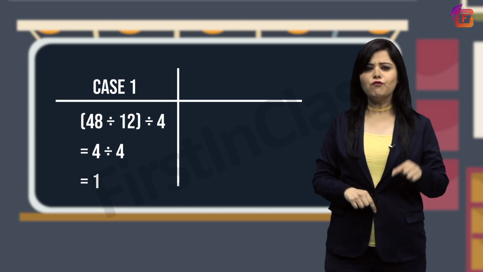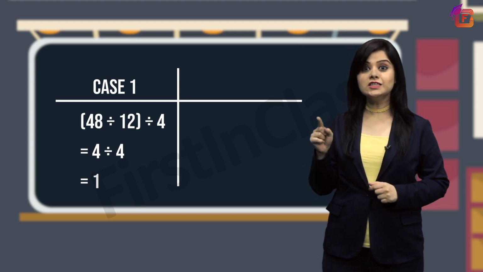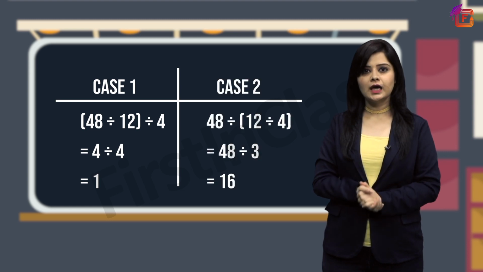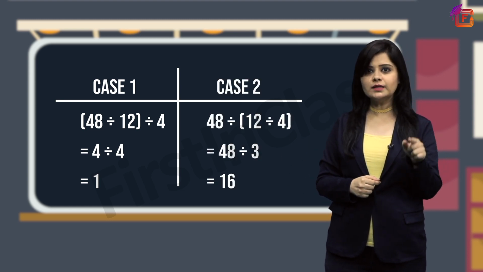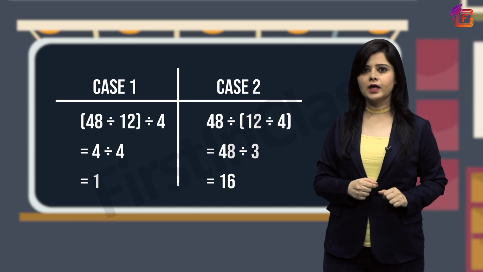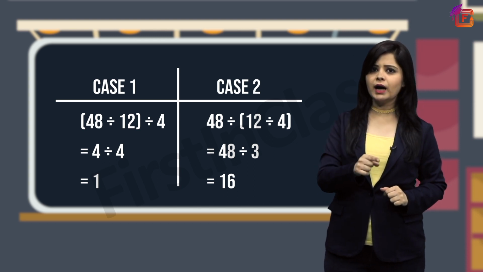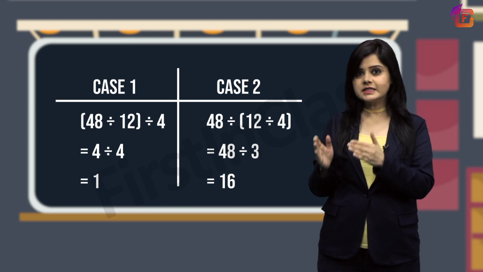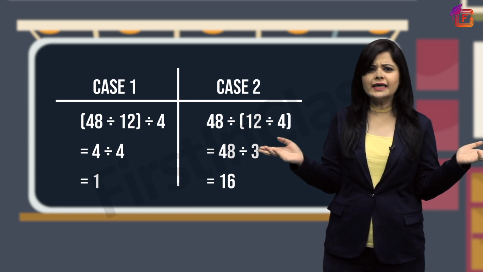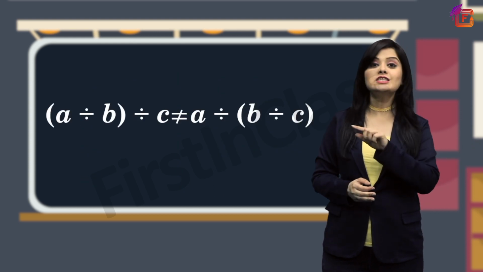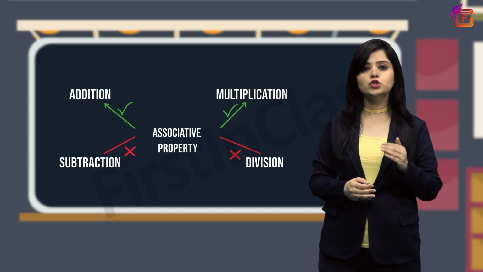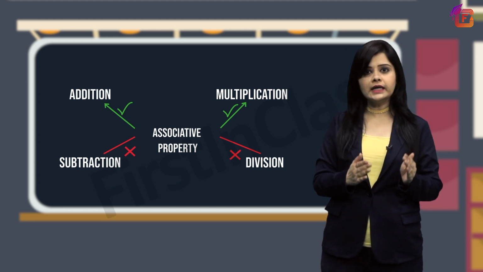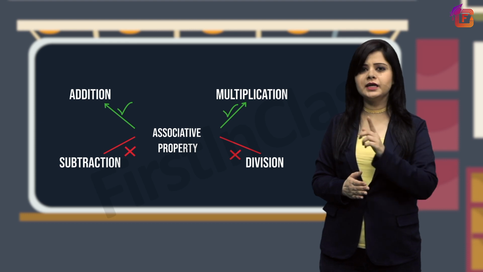Now in case 1, 48 divided by 12 is 4, which when divided by 4 gives 1. Now in case 2, 12 divided by 4 is 3. Now when we divide 48 by 3, we get 16. We observe that the results in both the cases aren't same. So division is not associative. So we conclude that associative property holds true only for addition and multiplication.